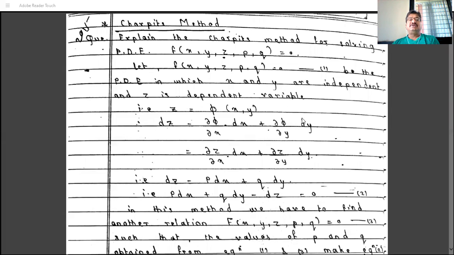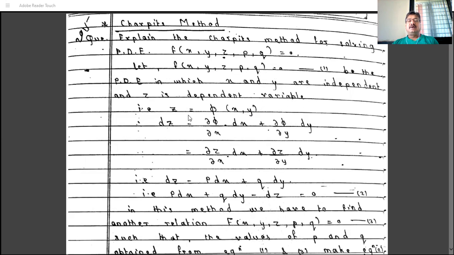Next topic is Charpit's method. So the question is: explain Charpit's method for solving the partial differential equation f(x, y, z, p, q) = 0. Let f(x, y, z, p, q) = 0 be the given partial differential equation, in which x and y are independent variables and z is the dependent variable. z is a function of x and y.